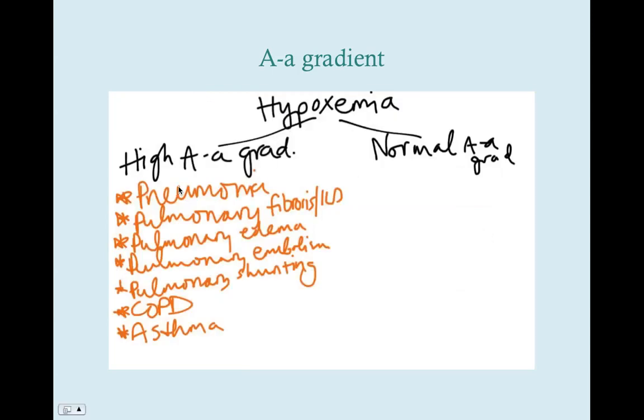So any of these things, pneumonia, pulmonary fibrosis, pulmonary edema, pulmonary embolism, pulmonary shunting, COPD, or asthma, they all cause an increase in the AA gradient.